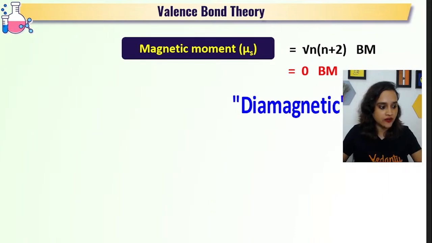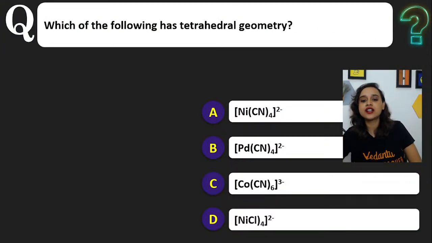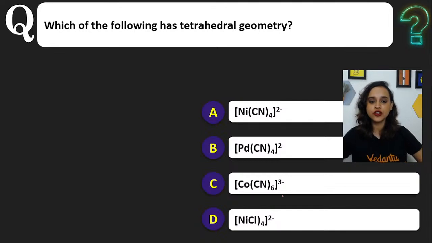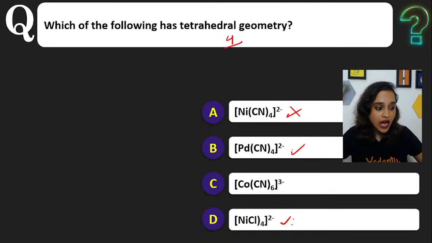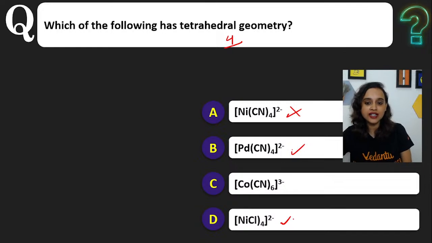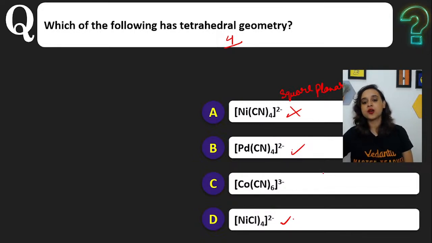Now I have a question for you. Tell me which of the following has tetrahedral geometry? Find it out for all of these. We already know that for tetrahedral geometry, you need coordination number 4. So we just saw that Ni(CN)4 has square planar geometry, so option A is gone. So your only options are option B or D. Out of B or D, which one do you think is the answer? Now find it out and tell me.